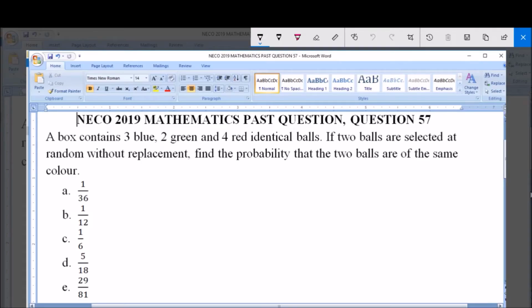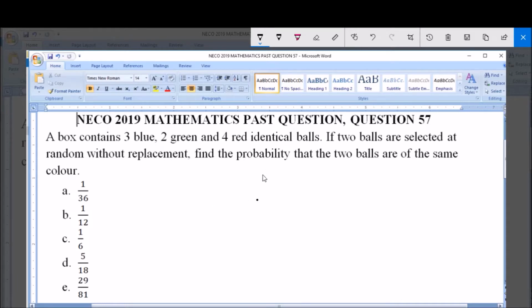Today I'm going to be solving NECO 2019 Mathematics Past Question, question 57. A box contains 3 blue, 2 green and 4 red identical balls. If 2 balls are selected at random without replacement, find the probability that the 2 balls are of the same color. A 1 over 36, B 1 over 12, C 1 over 6, D 5 over 18 and E 29 over 81. So we have to find the probability that the 2 balls selected are of the same color. That is, either the 2 balls are blue, or red, or green.